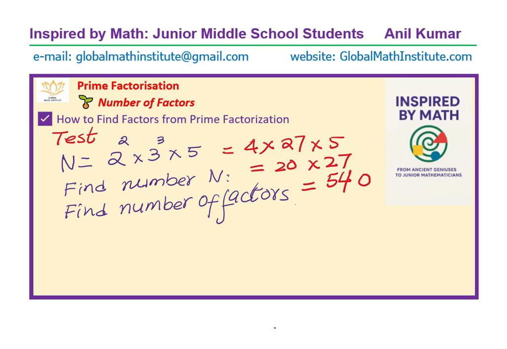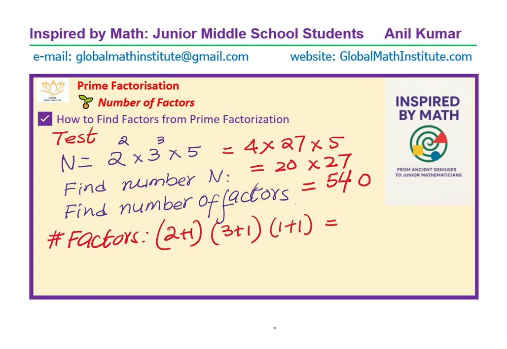Now, the second part is to find the number of factors. So the number of factors will be how many, right? For the power 2 squared, we add 2 with 1, multiply with 3 cubed, 3 plus 1, and 5, 1 plus 1, correct. Let's do it. So 3 times 4 times 2. 3 times 4 is 12, 12 times 2 is 24. So there will be in all 24 factors for the number n. You get it? Right? Clear? So that is how we do this particular case.